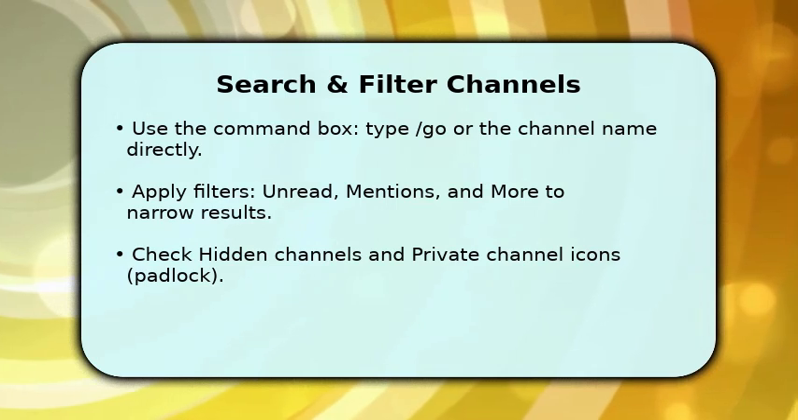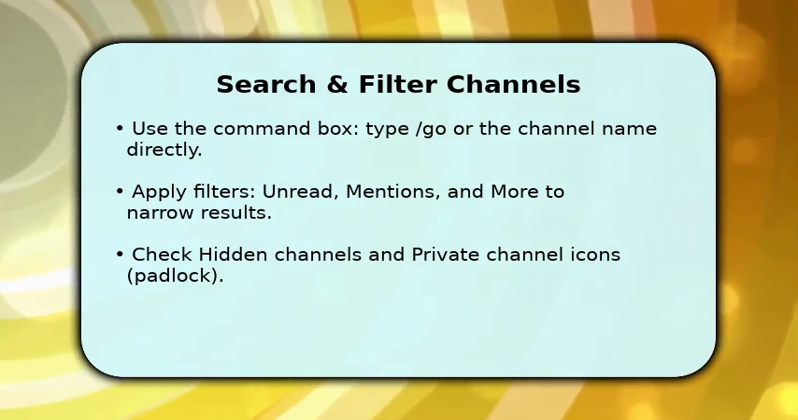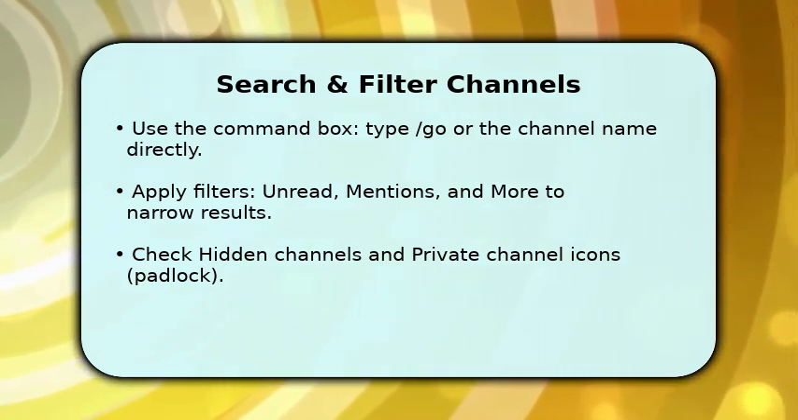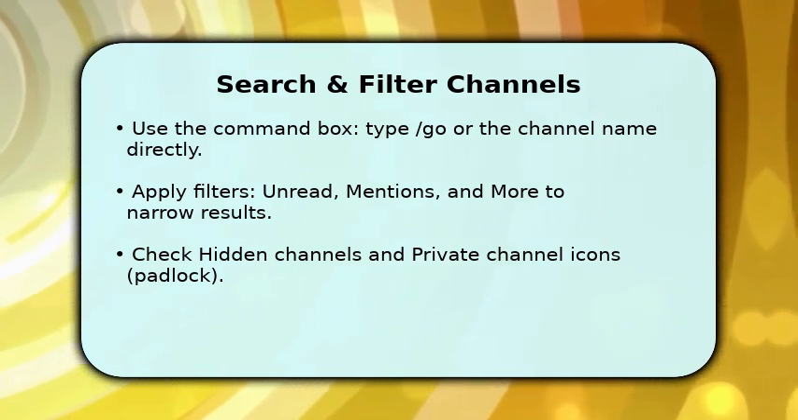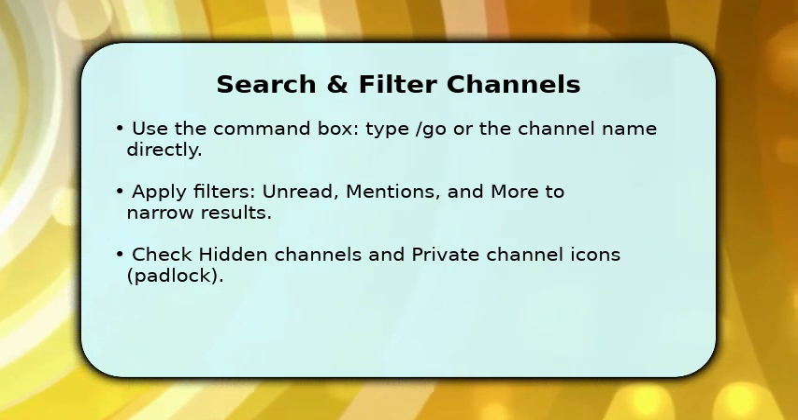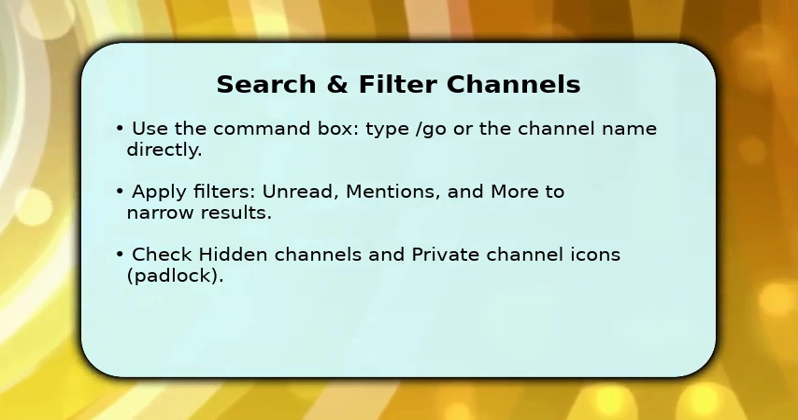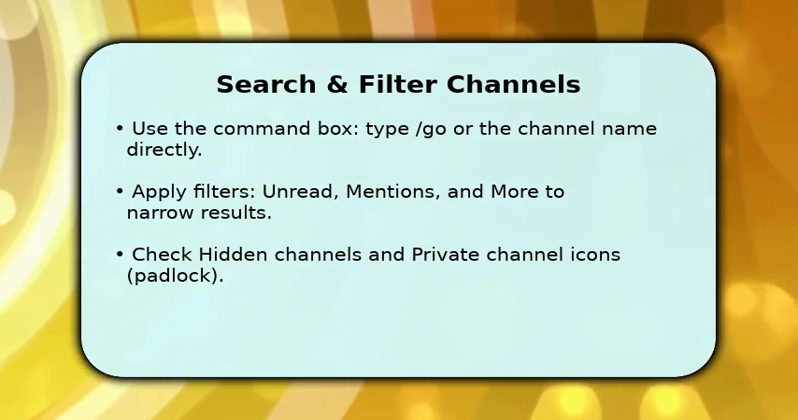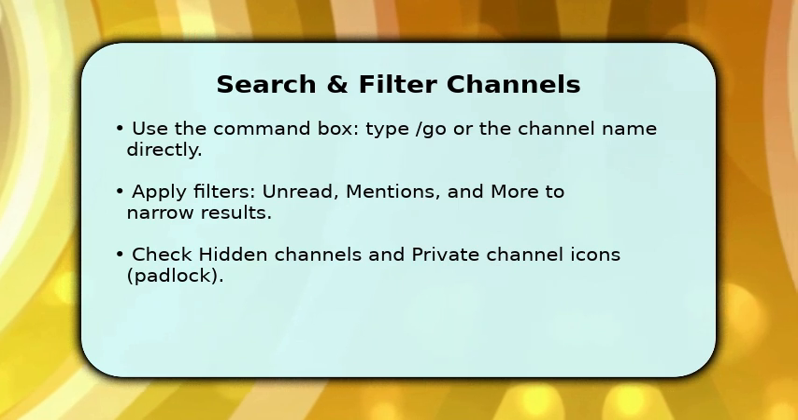You now dig deeper. Use the command box and type the channel name or /go to jump directly. Once done, apply filters like unread or mentions to collapse noise and surface active channels quickly. Make sure to scan for the padlock icon. Private channels won't list members and require explicit access.